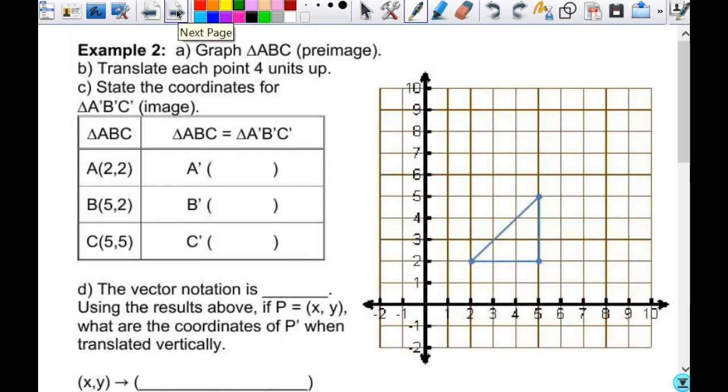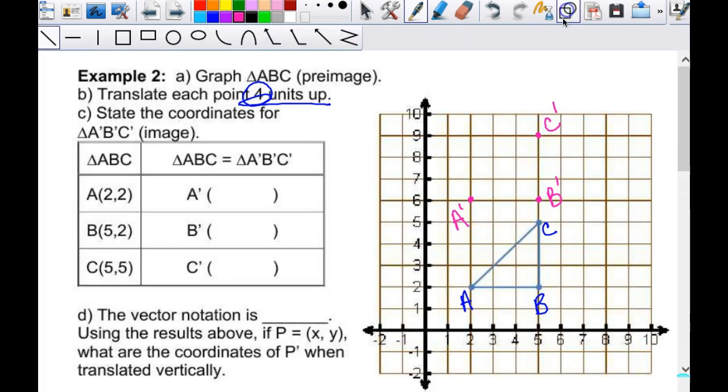So this time we are going to translate each point 4 units up. So the first thing I'm going to do is label, this is the exact same triangle, I just use the same ones because it just makes it easier to get things graphed. So then each point, we go C, I'm going to count up 4 units, that's where C prime is. Do the same thing for B, and then do the same thing for A. Use your straight edge to get it drawn in.